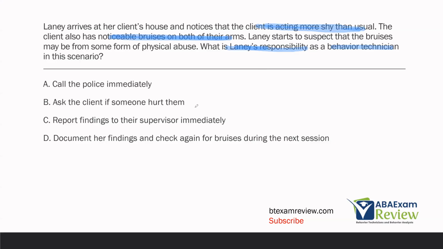B, ask the client if someone hurt them. Well, you've got to be careful with that, right? Given age, given developmental levels, given a lot of different factors, asking the client if someone hurt them could go down a lot of different paths.